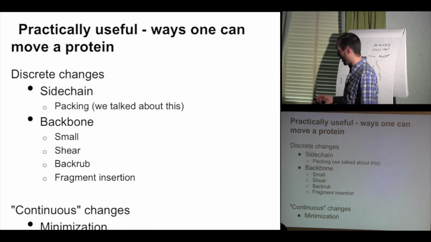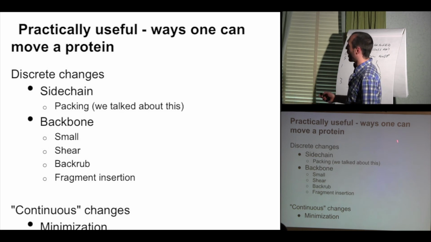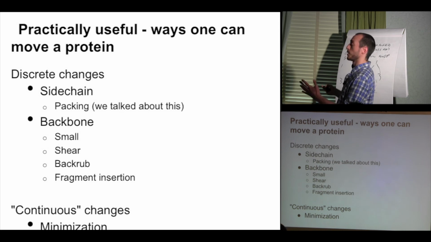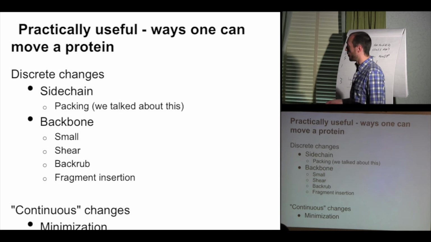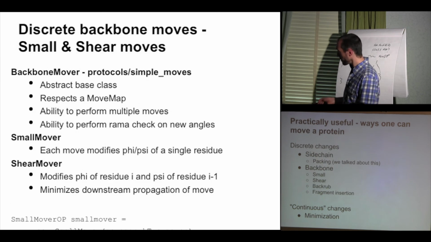Okay, so taking a step back and going into some more practically useful things, I'm going to just discuss a couple different ways that you can move a protein in Rosetta. Packing, we talked about already. This is the common method of how you change the sidechain information, but also change the conformation of those sidechains. And so really all we're going to talk about is some of the fundamental ways you can incorporate backbone movement into a protocol.